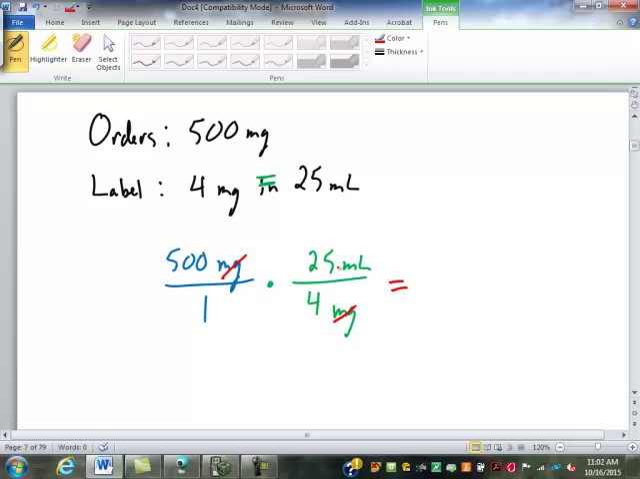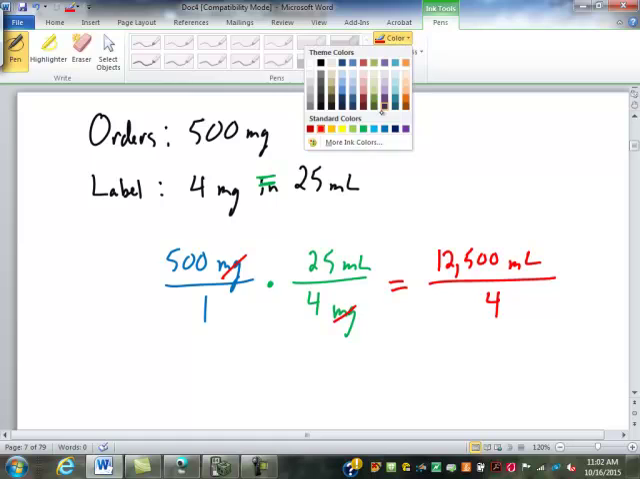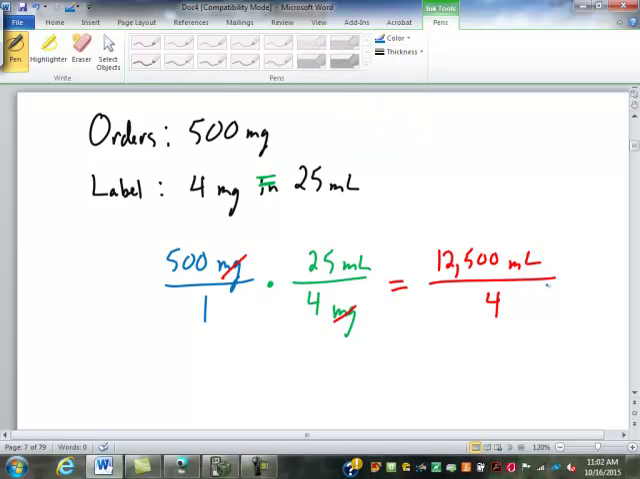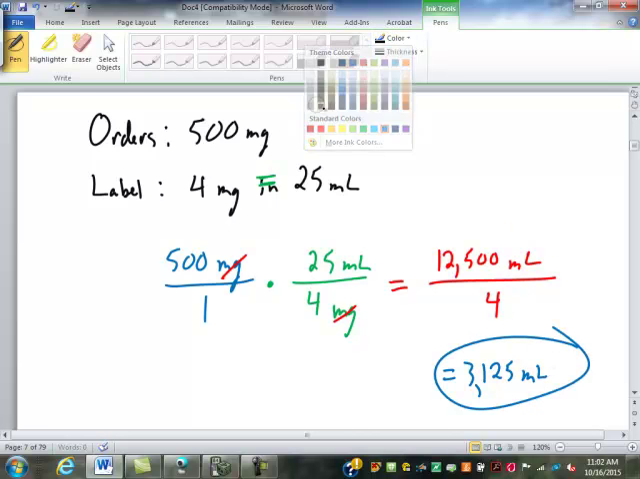500 times 25 is going to be 12,500 milliliters. Over 1 times 4 is 4. And we divide that out, we get 2,125 milliliters is administered to the patient.